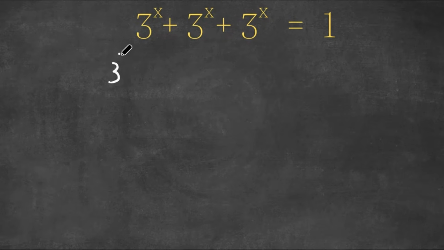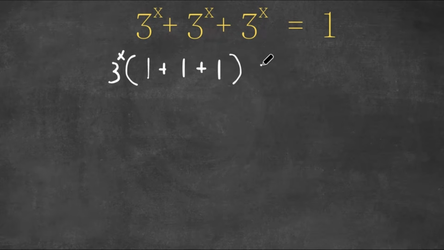So now we have 3 to the power of x times, now 3 to the power of x divided by 3 to the power of x is 1, plus 3 to the power of x divided by 3 to the power of x is 1, and same thing here, 1. This is equal to 1. Now let's solve what's in the parentheses. We have 1 plus 1 plus 1, and that's 3. So now we have 3 to the power of x times 3 is equal to 1.